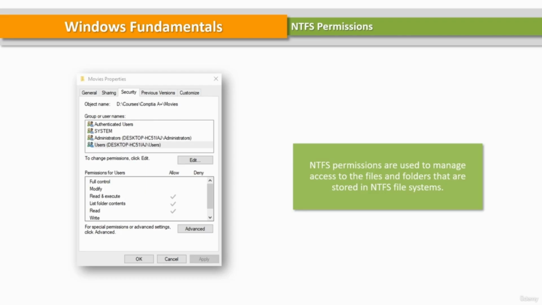But prior to NTFS, the file allocation table, or FAT file system, was the primary file system in Microsoft's older operating systems, and that was designed for small disks and simple folder structures. We talked about that earlier. I'll show you a little bit more about NTFS permissions that are used to manage access to the files and folders that are stored in NTFS.